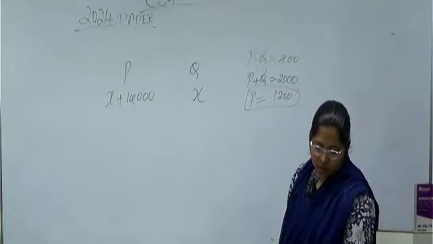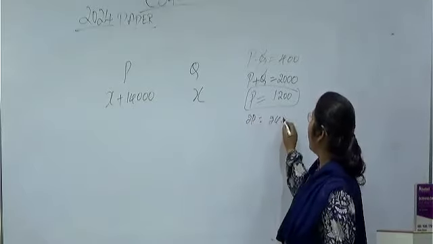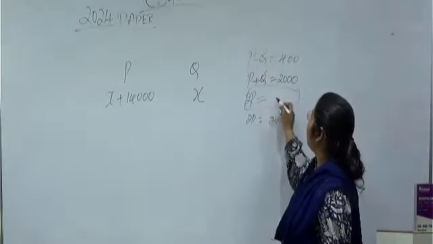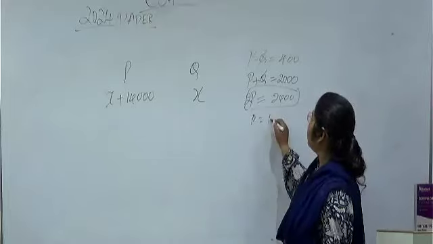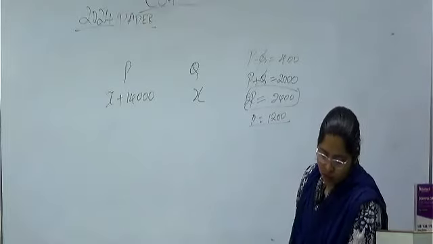2P is equal to 2,400. You will add P plus P, so 2P is equal to 2,400. P is equal to 1,200. So what is P's value? 1,200.